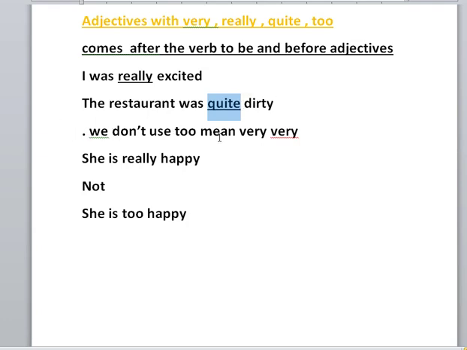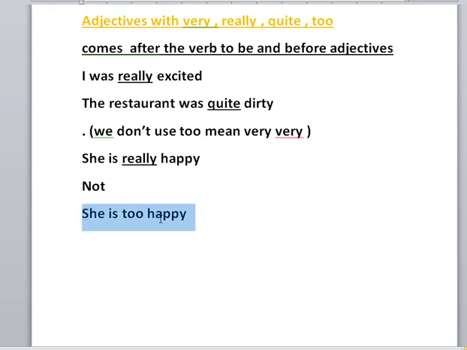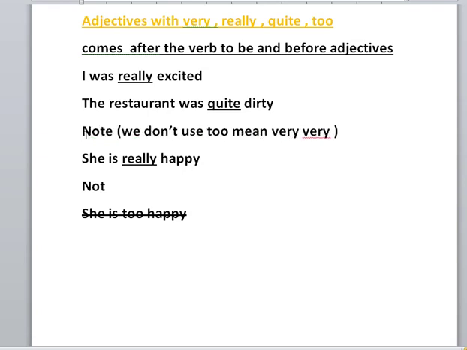We don't use too to mean very. Focus on it, it's very important. For example, she is really happy. We cannot say she is too happy. It's wrong. Be careful. Very, really, quite come after the verb to be and before adjectives, but we don't use too to mean very. It's very helpful for you.